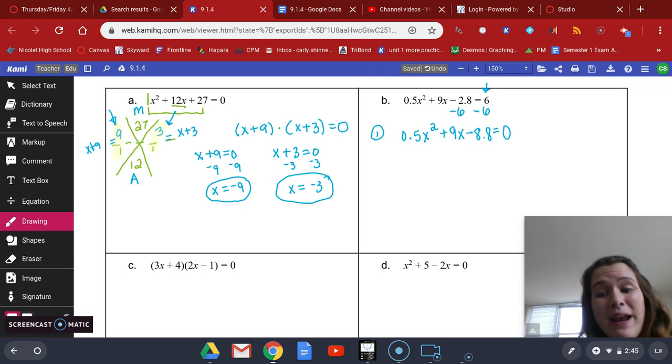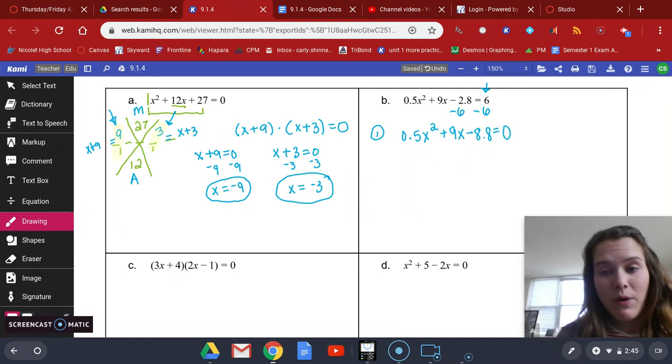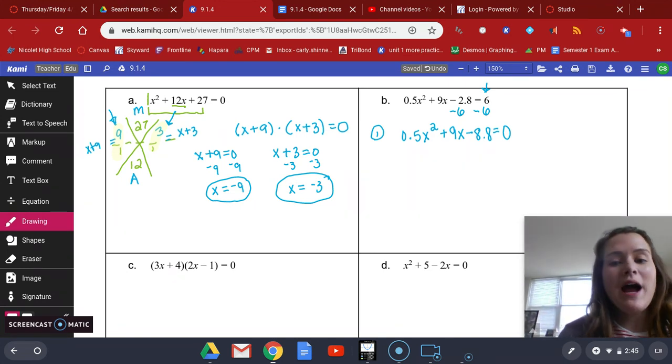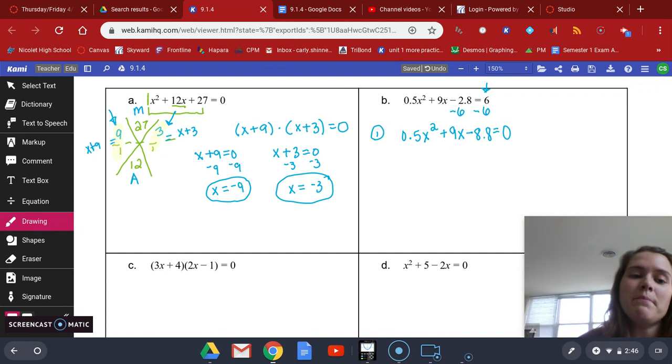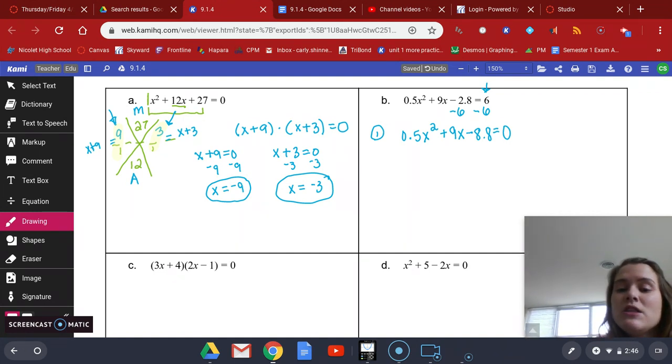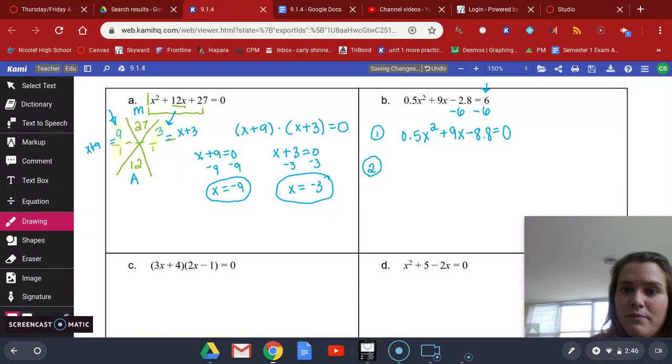Now, I don't know about you, but that quadratic looks icky. So I'm not going to try and think about what multiplies to a half times -8. No. I'm going to jump in and use the quad formula. There are no greatest common factors, right? These are all decimals.